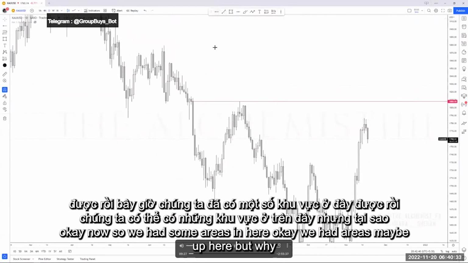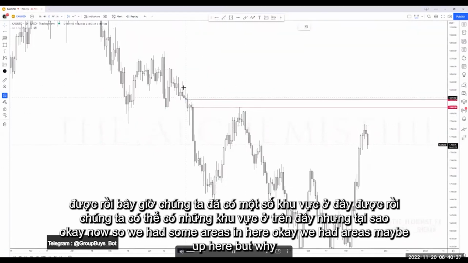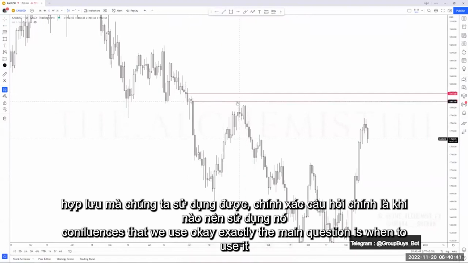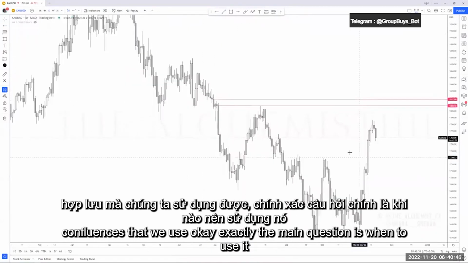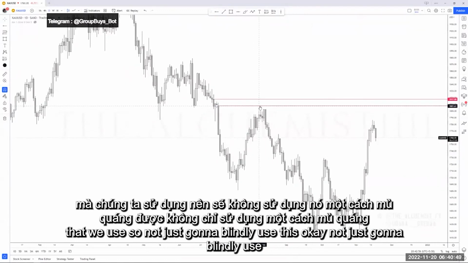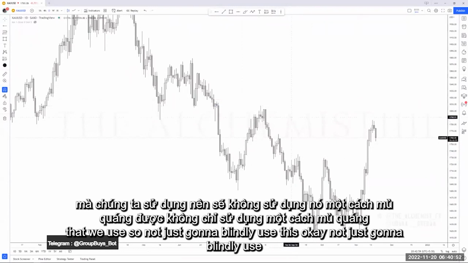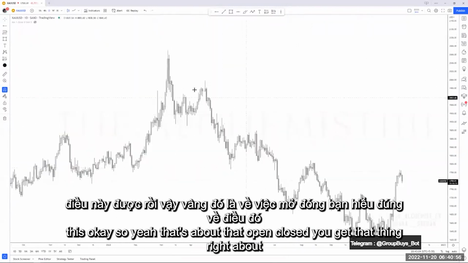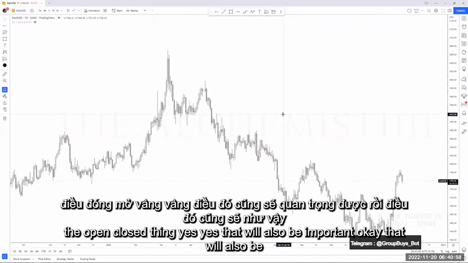Now you might think, okay, we had some areas in here, maybe areas up here, but why did it tap here? I'll show you, because there are other confluences that we use. So we're not just going to blindly use this, and not just blindly enter from here. The main question is when to use it. Okay, so that's about the open close thing. You get that, right? That will also be important.